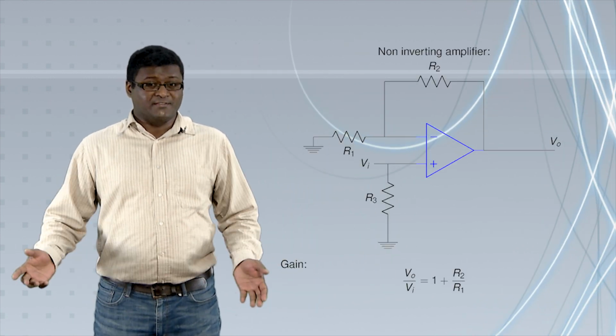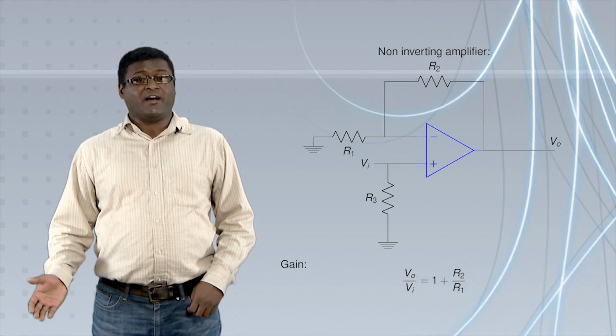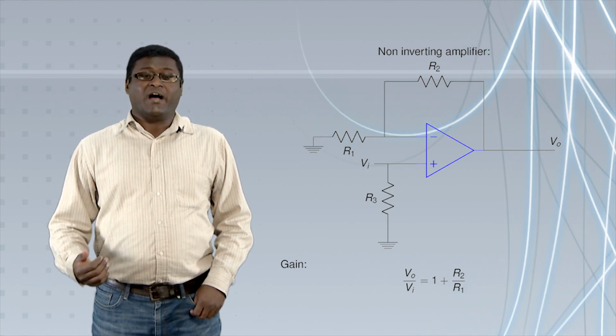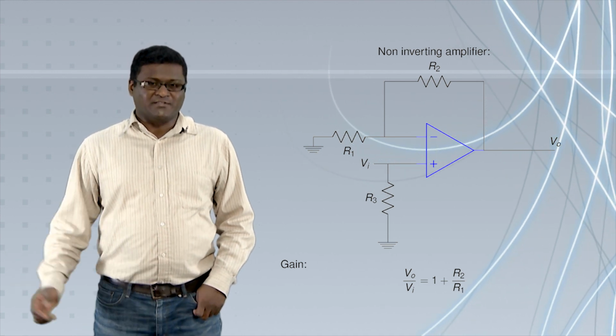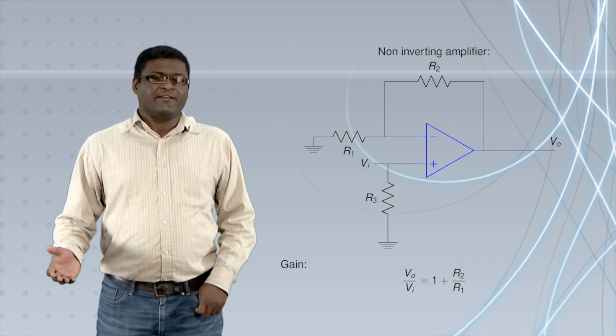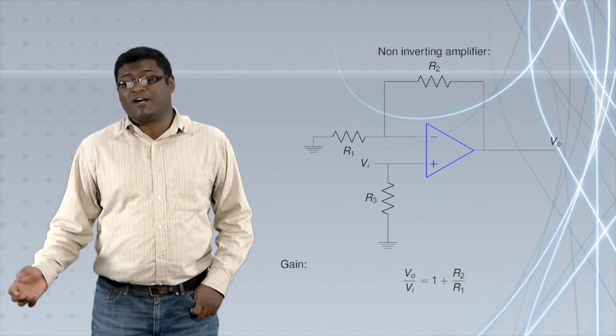Okay, Vi is the input, Vo is the output. The relationship between Vo and Vi is Vo over Vi is equal to 1 plus R2 over R1. Alright, now let's analyze this circuit. Vi is being applied directly at the non-inverting pin. So the voltage over there is Vi.